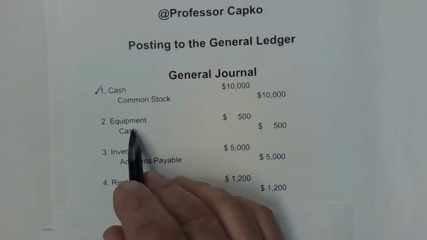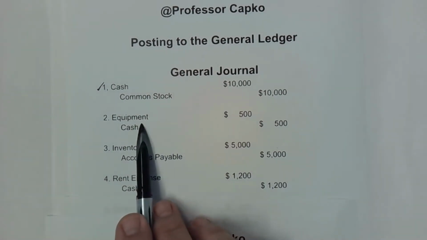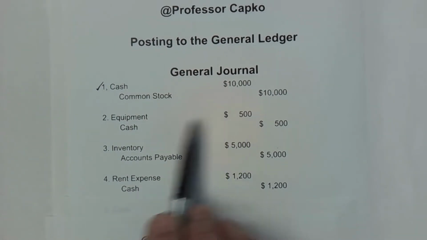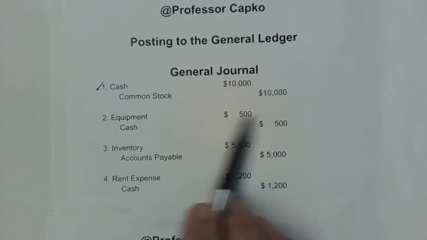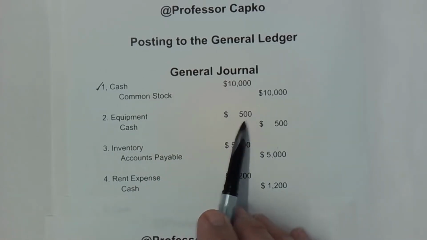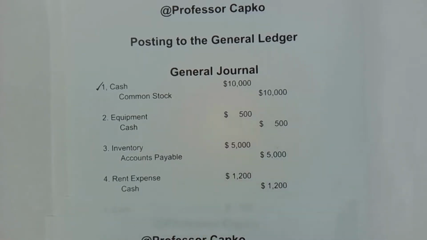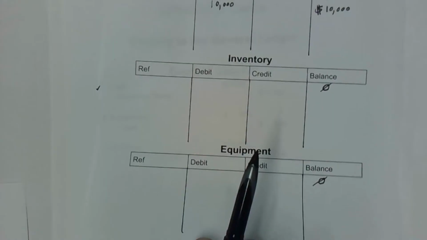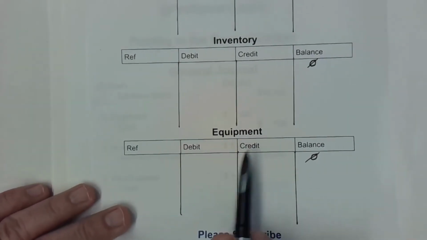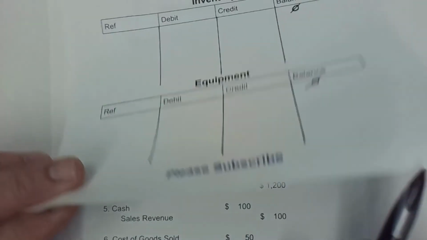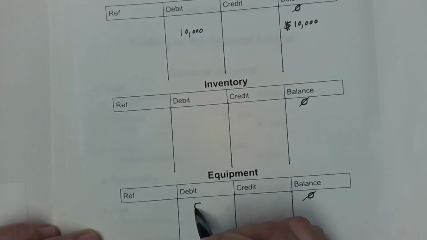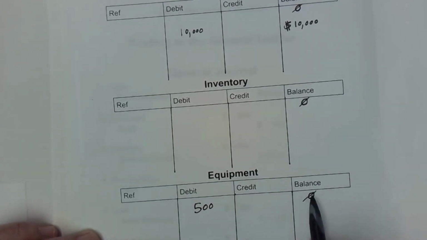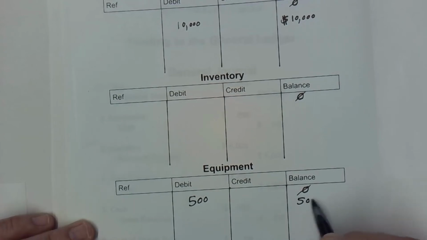Let's look at the next one. The next one, we're going to debit equipment for $500, and we're going to credit cash for $500. So evidently they purchased some equipment, an asset, for some cash. So I'm going to look for my debit first. I need to find the particular ledger that has equipment, and this one has it. We're going to debit the equipment for the $500. Beginning balance was 0, so our new balance here is $500.